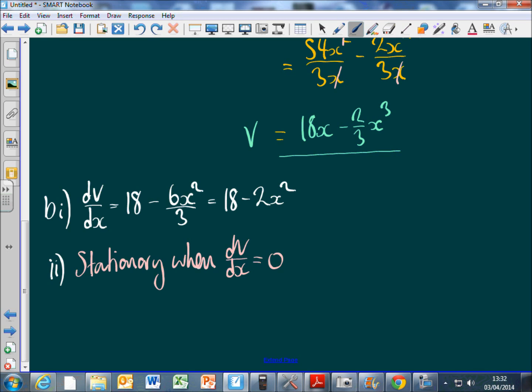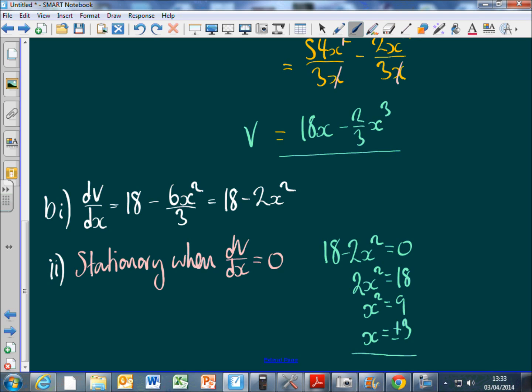So what we do is we take this gradient that we just worked out, 18 minus 2x squared, put it equal to 0, and we solve it. Well, if it's 18 minus 2x squared equals 0, then 2x squared must equal 18, x squared must equal 9, and so x, what does x equal? 3 or minus 3, isn't it? Okay, so plus or minus 3. So have we verified that there's a stationary point when x equals 3? Yeah, so we could put a statement, therefore stationary when x equals 3.